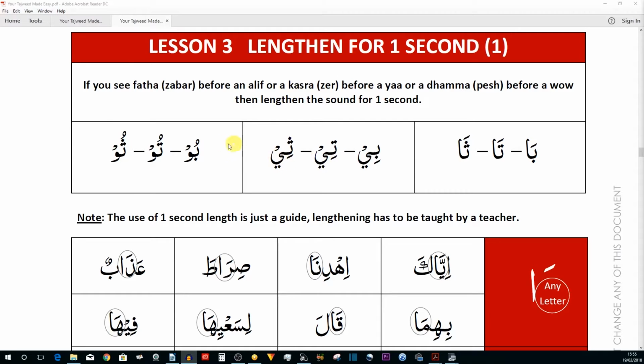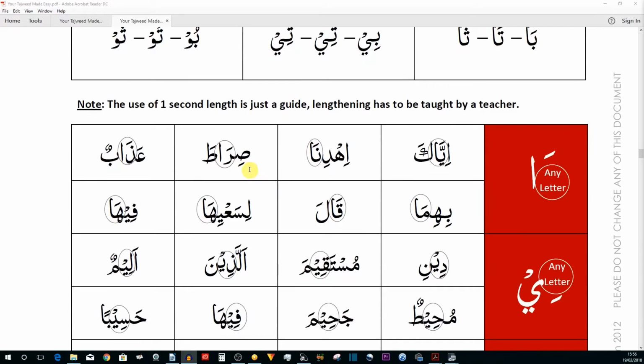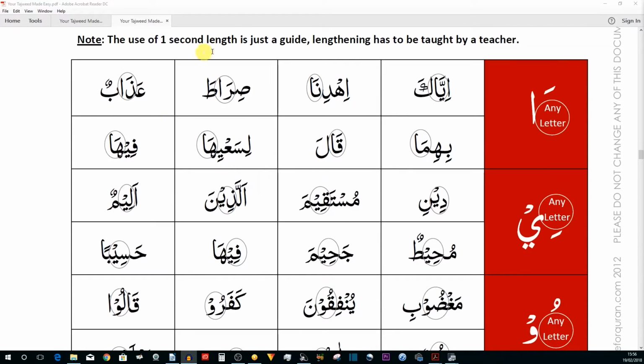Next example, when you have a dhamma and then a waw with a sukoon, that will also turn it into a long vowel. 2 beats. So ba dhamma is bu, but ba dhamma waw sukoon, boo. Ta dhamma waw sukoon, too. And tha dhamma waw sukoon, thoo. Okay? Very clear. As the note in the PDF says, the use of 1 second length is just a guide. Lengthening has to be taught by a teacher. Okay? Right. So let's do some examples.